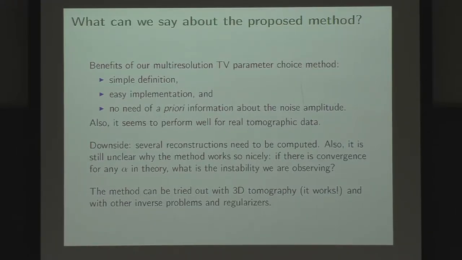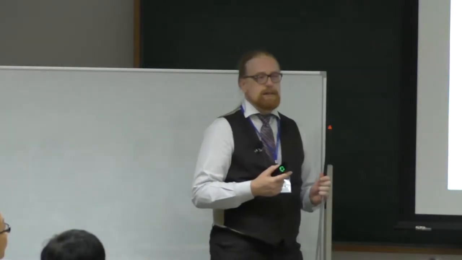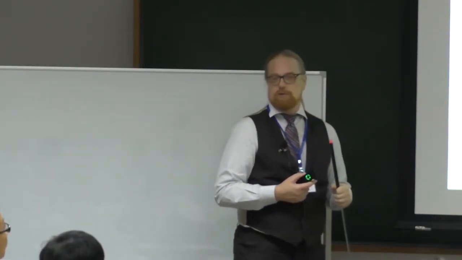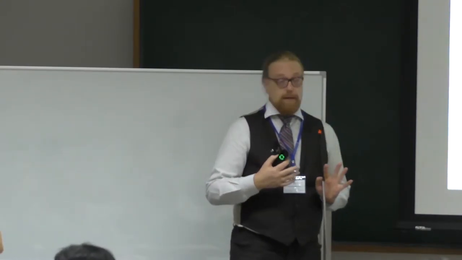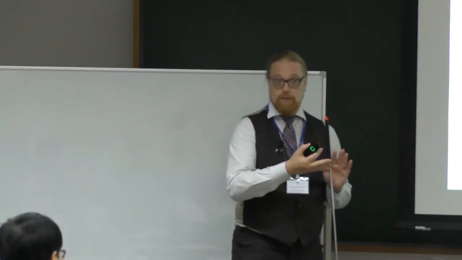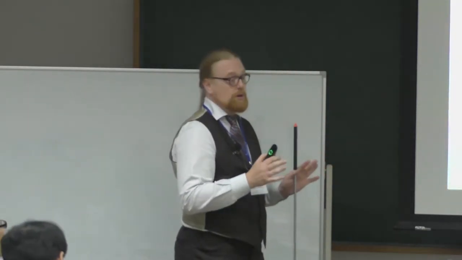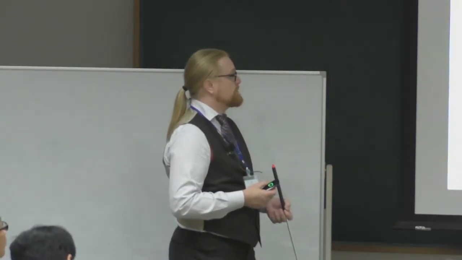So what I like about this is that it's simple to define. The implementation is kind of intuitive and nice, and we don't really, like in the models, need to know this delta, what is this delta. Here we don't really use such a delta at all, we just use these different resolutions, and it seems to give us, when the norms or semi-norms are stable, that's the good alpha.